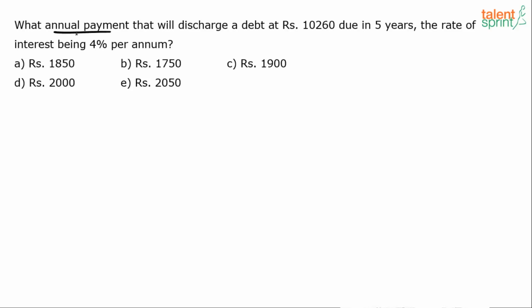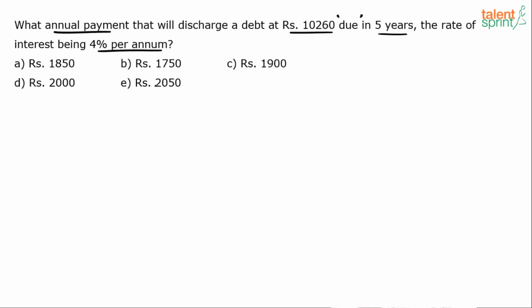What will be the annual payment that can discharge a debt of rupees 10,260 due in 5 years? You have to understand this word due here plays a very important role. This amount is due in 5 years. And the reckoning rate of interest, meaning the current rate of interest, is 4% per annum. Options given are 1850, 2000, 1750, 2050 and 1900.